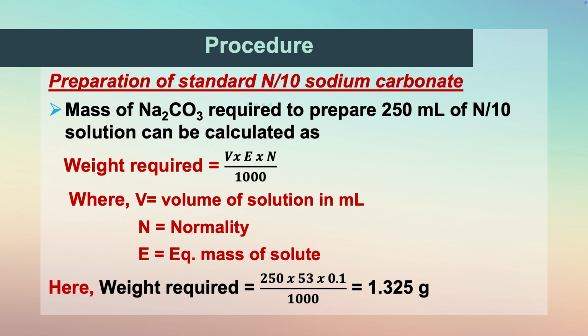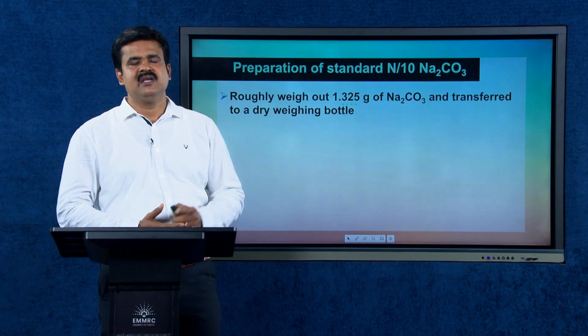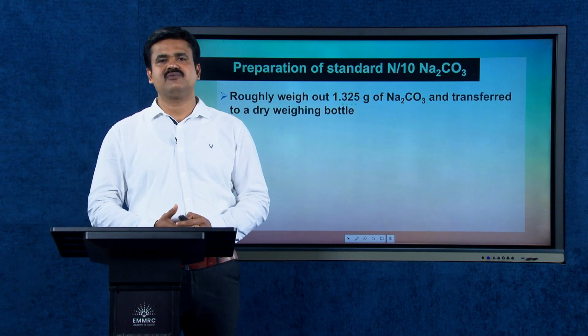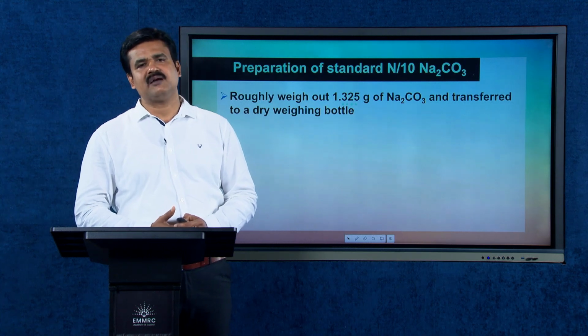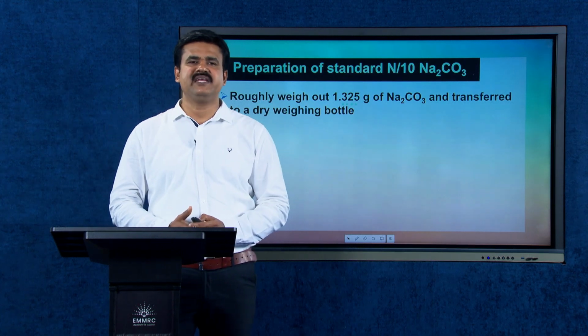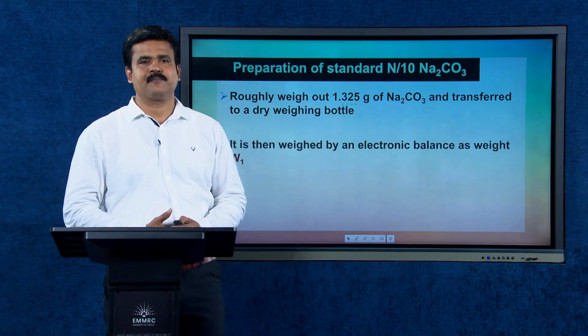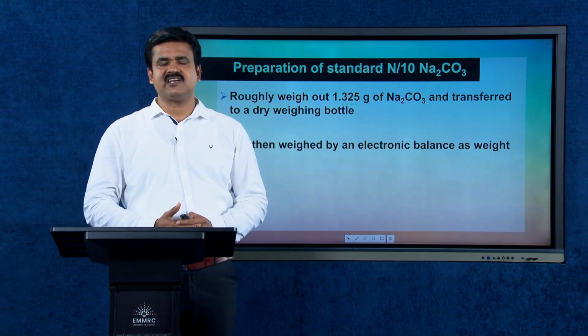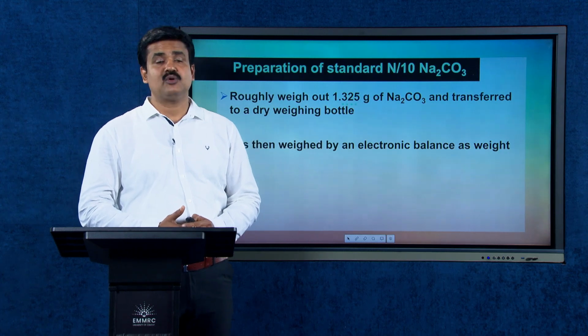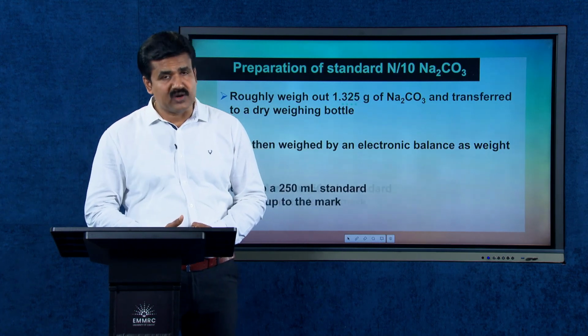Remember, we are fixing the volume of sodium carbonate as 250 ml and the normality as N/10. So, the weight required is 1.325 gram. Now, in order to prepare a standard solution of N/10 Na2CO3, roughly weigh 1.325 gram of Na2CO3 and transfer it into a dry weighing bottle. It is then weighed accurately in an electronic balance and the weight is recorded as W1.